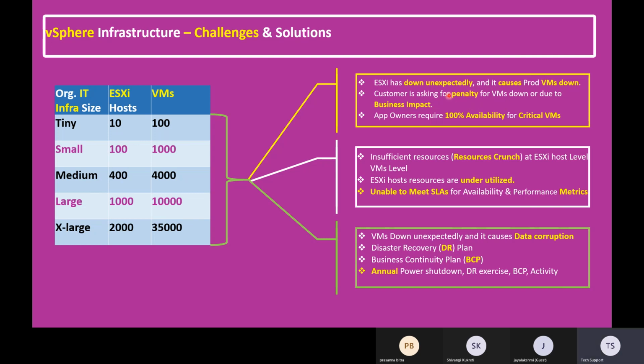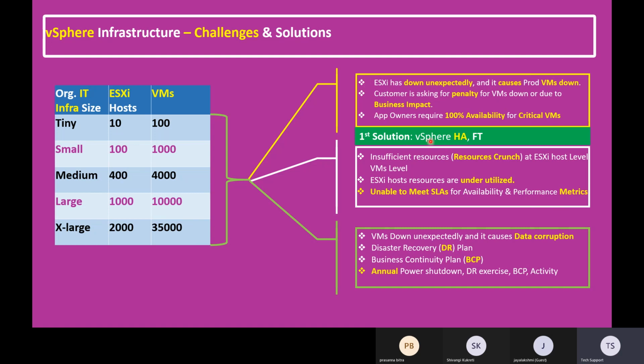So this is also one challenge. Customers will keep asking for a penalty if any VMs are down. And application owners also require 100% availability for critical virtual machines. It's not for all VMs, only for critical virtual machines. And this is one challenge. If you want to resolve this scenario, how we can fix this first challenge, there is a solution for all these three challenges.